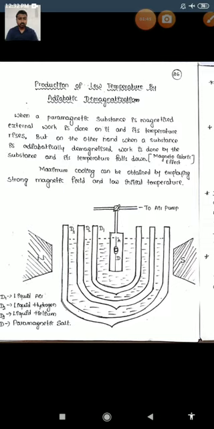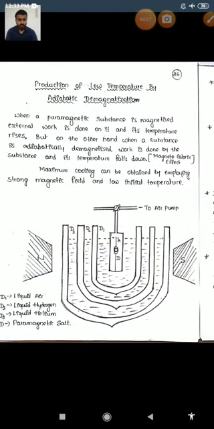Initially, this whole setup is kept between two strong magnetic poles. The paramagnetic substance is maintained at a particular temperature. Then a strong magnetic field, about 3 Tesla, is applied to the paramagnetic substance. Because of this strong magnetic field, the paramagnetic substance increases its temperature.